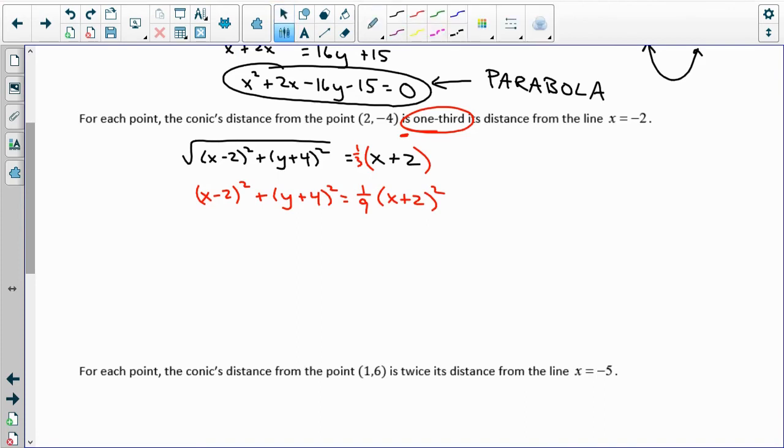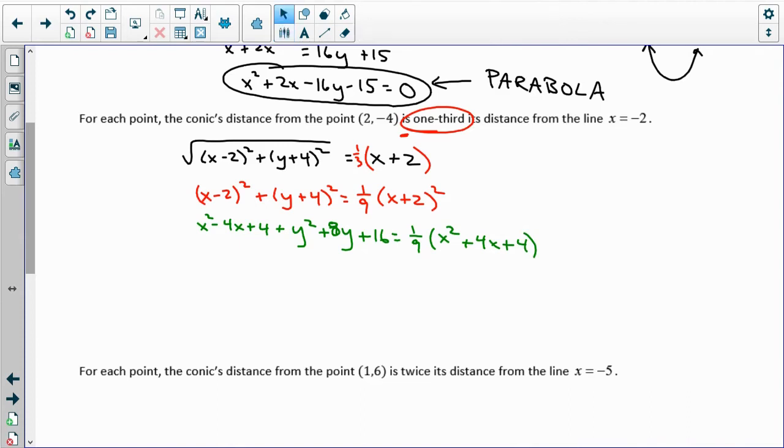So now I'm going to distribute everything. So x squared minus 4x plus 4 plus y squared plus 8y plus 16 equals 1/9 times x squared plus 4x plus 4. Now at some point I have to distribute this 9, and in my opinion, it's wiser to not deal with fractions a whole lot. So I would take this, multiply it to the other side, and then distribute. I think that's a lot wiser because then you're not dealing with fractions all day long.